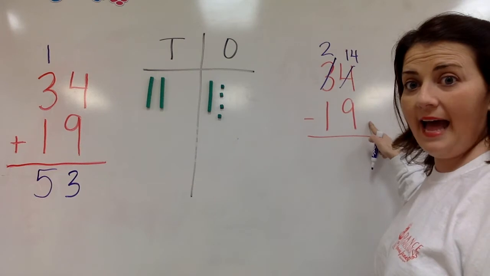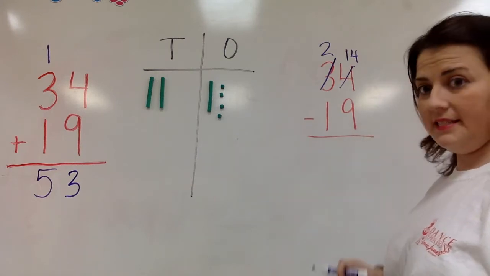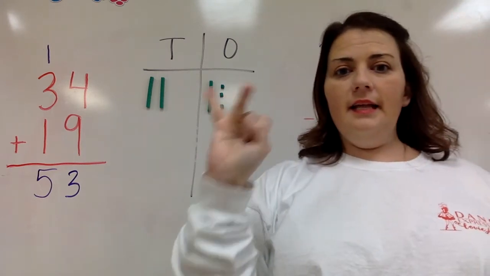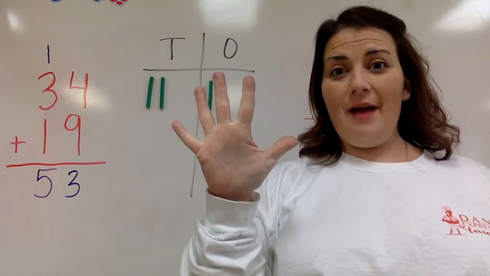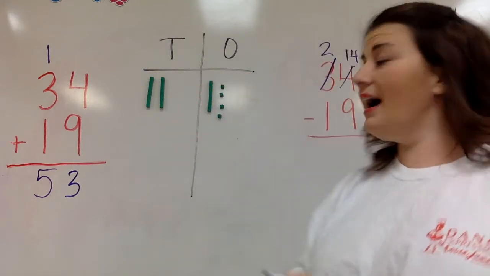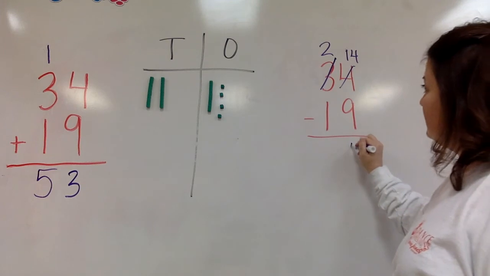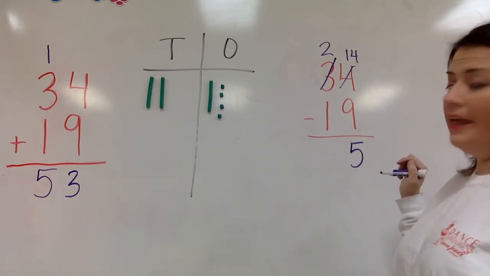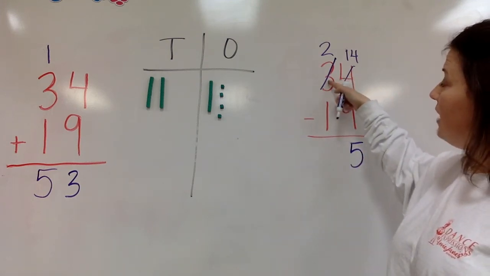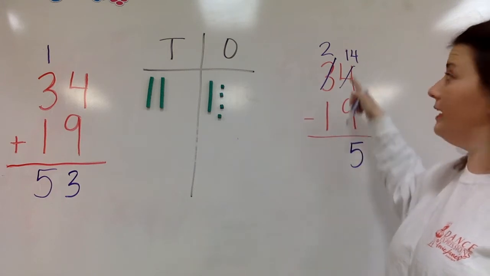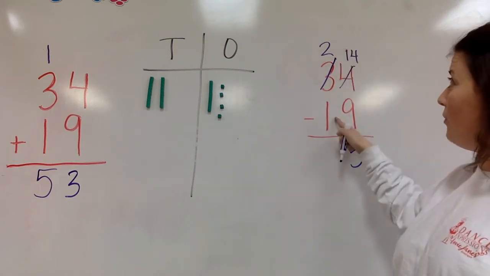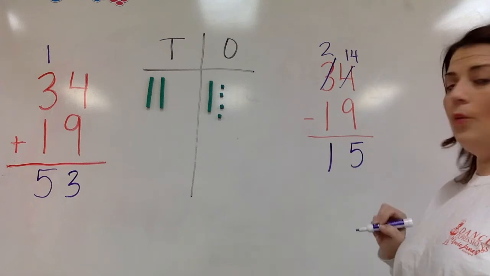14 minus 9. Let's count up. 9, 10, 11, 12, 13, 14. How many is that? 5. So 14 minus 9 is 5. And then we have to subtract the 10s. It's not 3 10s take away 1 10. It's 2 10s take away 1 10 is 1 10.